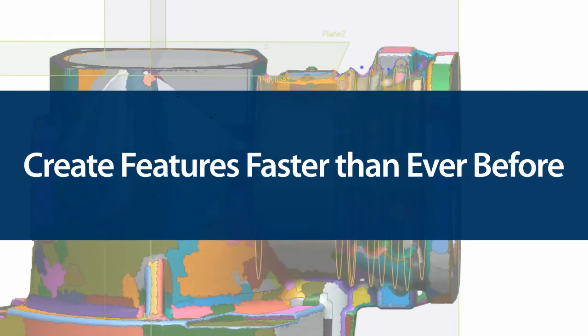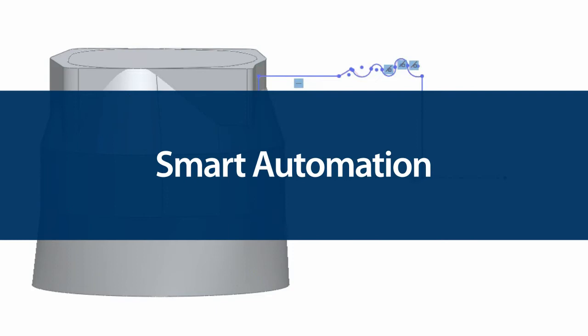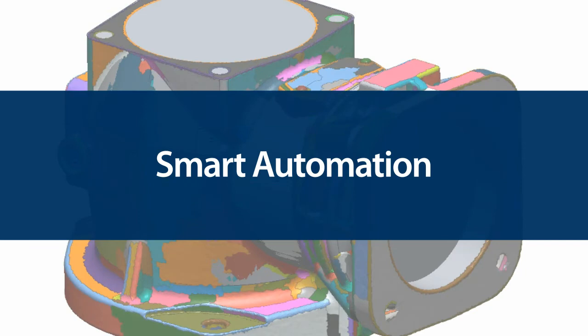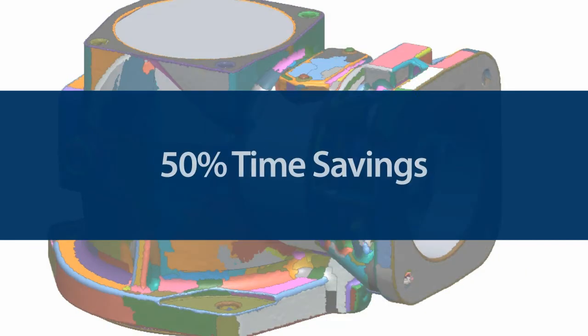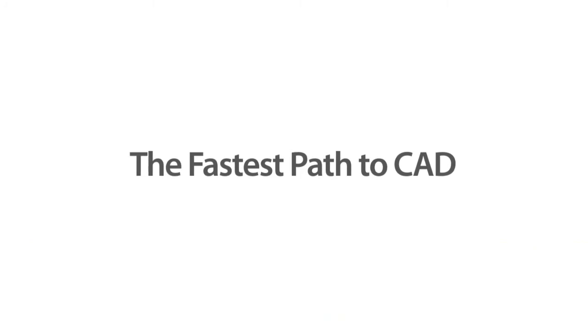While it won't make a complete feature-based model for you, quick modeling slashes your overall modeling time with its smart automation. On parts with many prismatic features, quick modeling has been proven to speed overall modeling time by as much as 50%. This is another reason why Rapidform XOR is known as the fastest path to CAD.